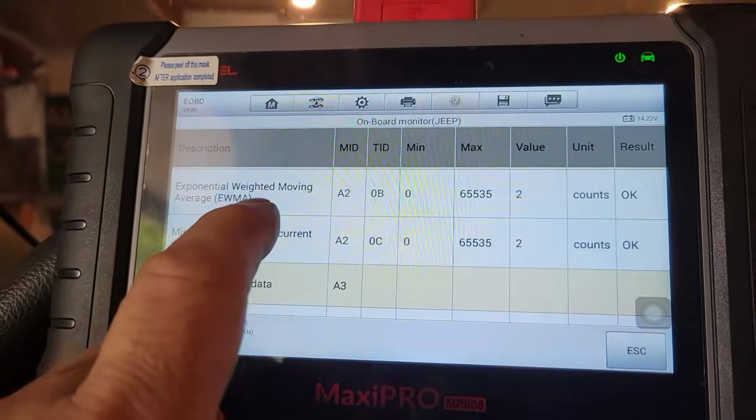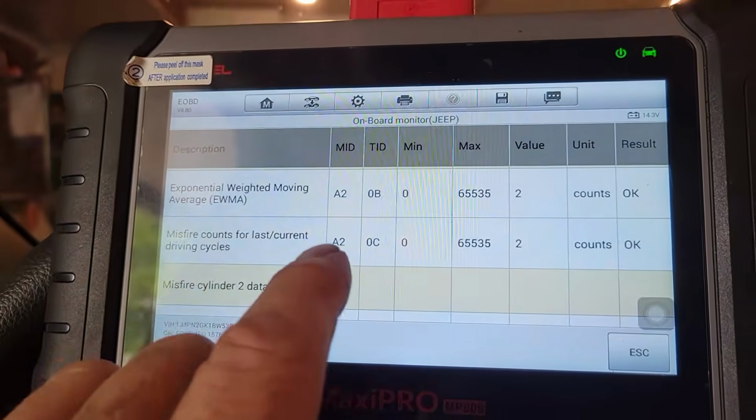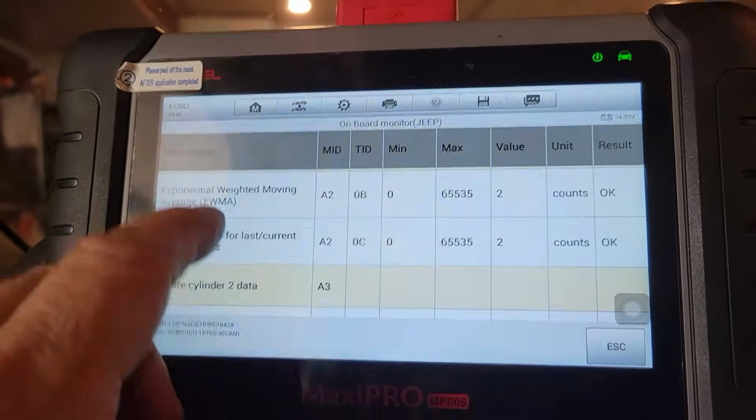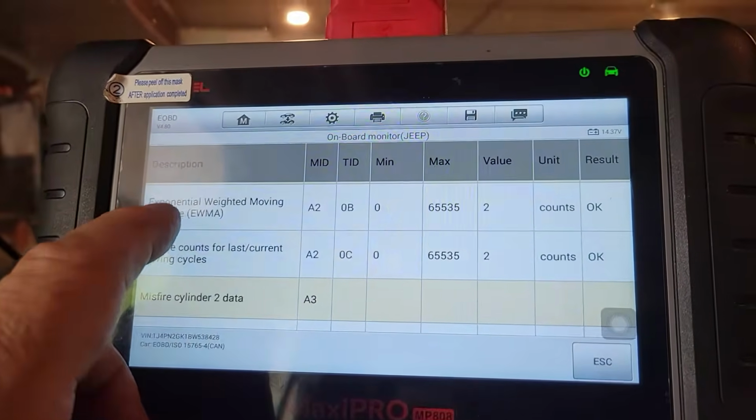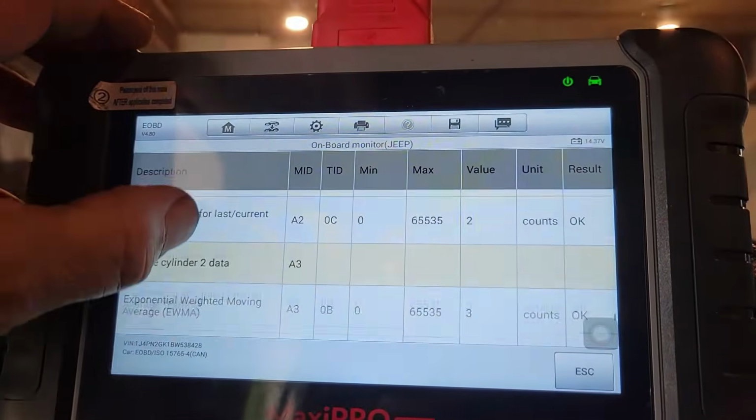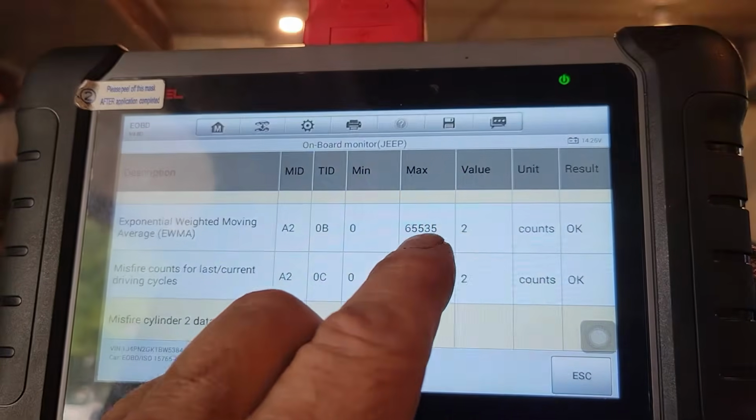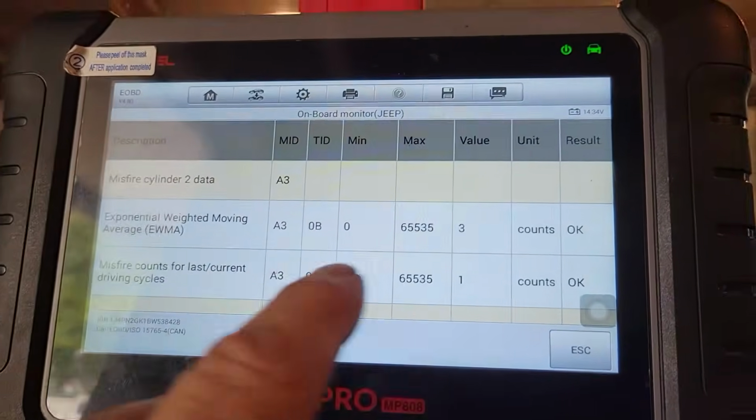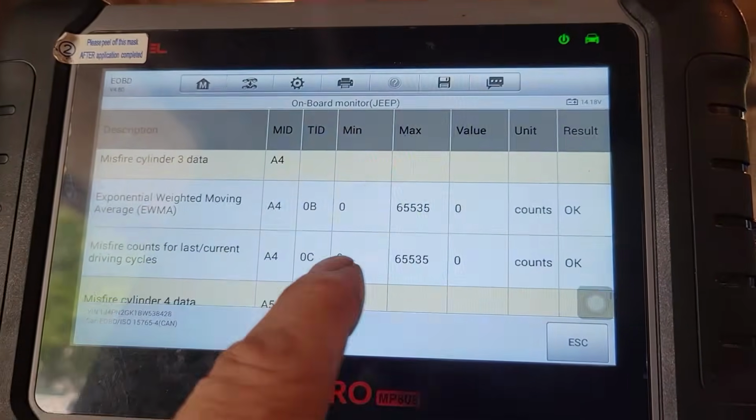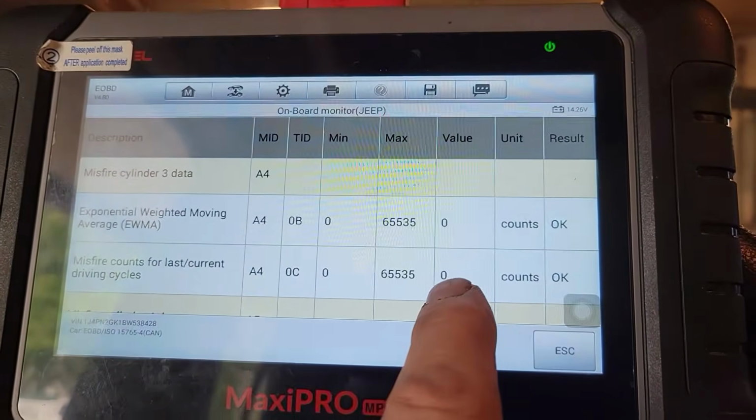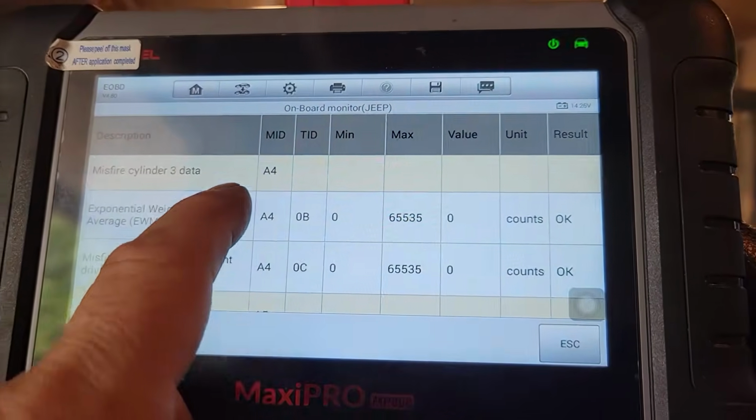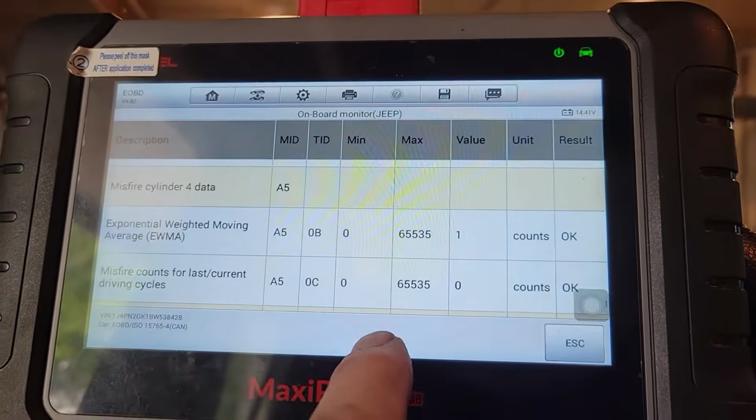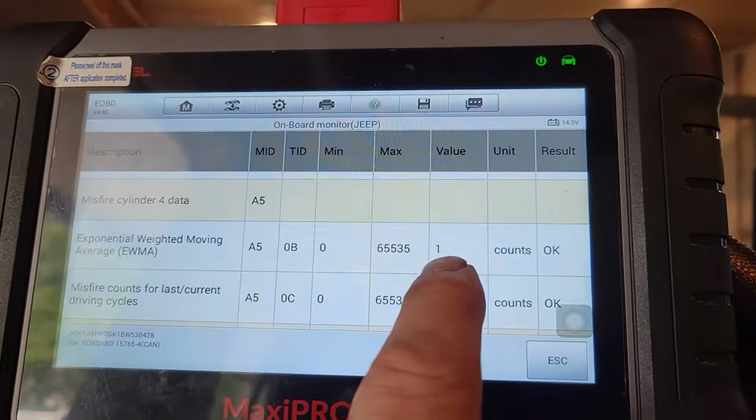But this exponential weighted moving average, the EWMA, this is where the computer is looking the hardest. The higher the number value, the harder it's looking. Whenever it sees things getting corrected, this number will get lower and lower until it's 0. We could see cylinder 2, it's looking harder. Cylinder 3 has no misfires, and it's not looking at cylinder 3. No misfires for cylinder 4, but apparently there was.